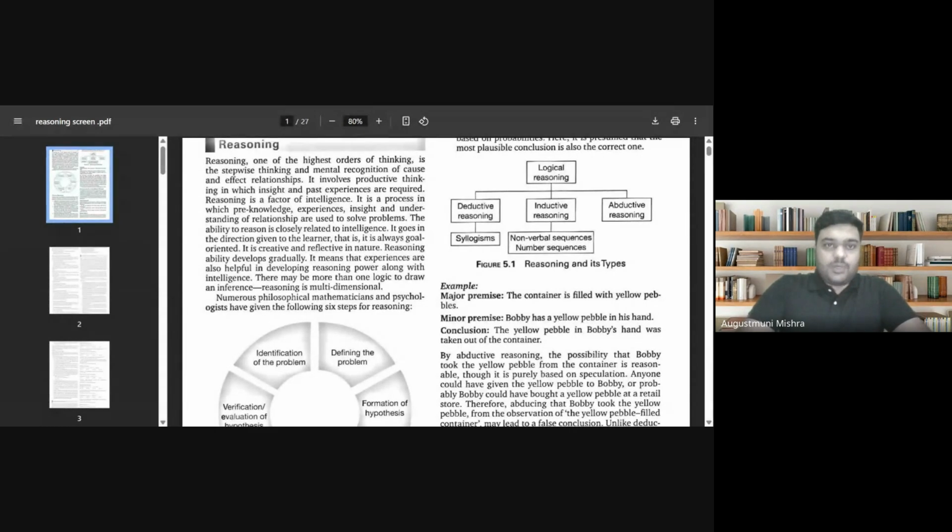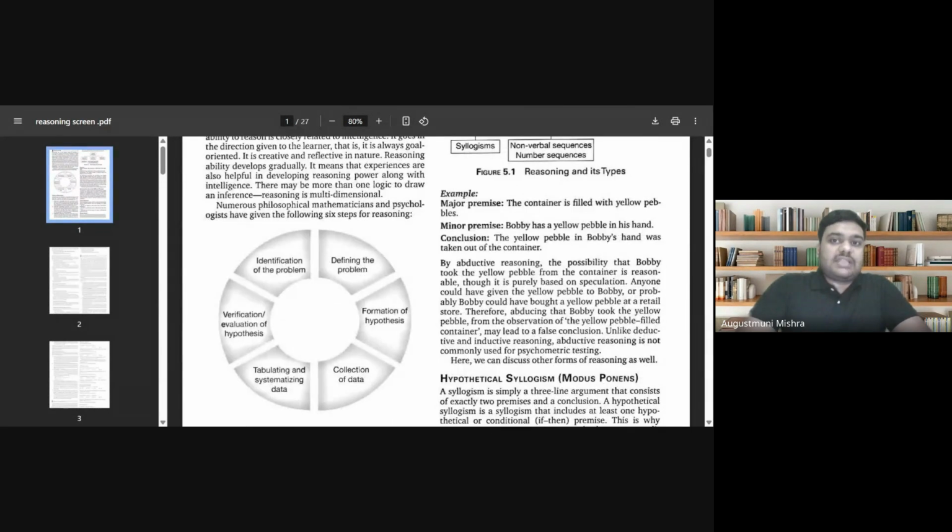This is a reference book which we are going to prefer for the basic concepts. We'll start with reasoning. Reasoning is one of the highest orders of thinking, as we know that whenever we are solving any question, we just need a reason for what the answer is, and why we are using a particular method to solve this question. It is stepwise thinking and mental recognition of the cause and effect relationship. It involves productive thinking, for which past experience is required.